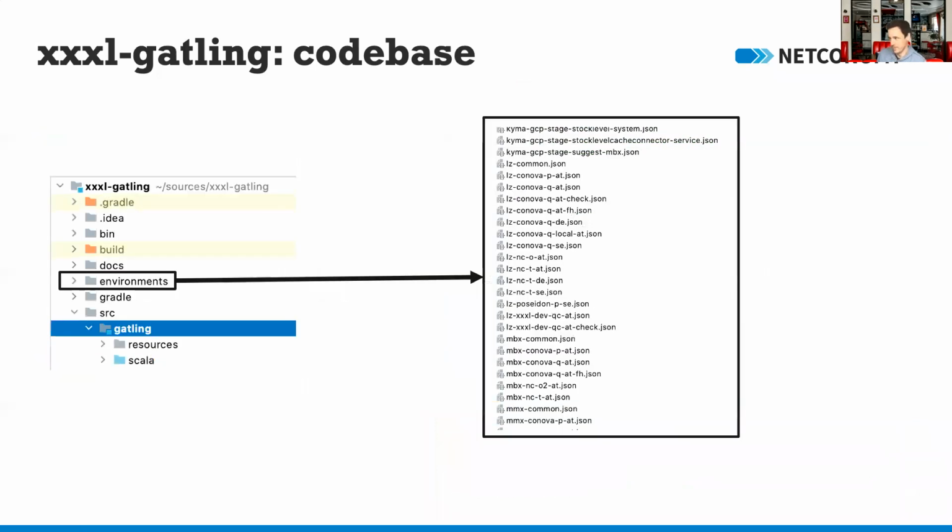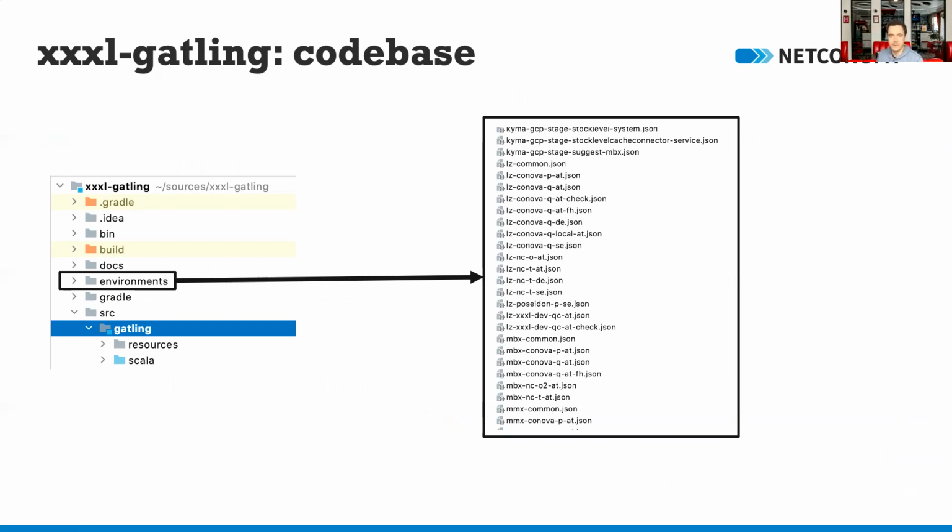Then I move on. I made a screenshot of the environments folder. For each environment, like each system, production, Q system, T system, we usually have one environment file. And that's it from the environments perspective. I can also open my IntelliJ later and browse through the files if this helps you, if you have specific questions.